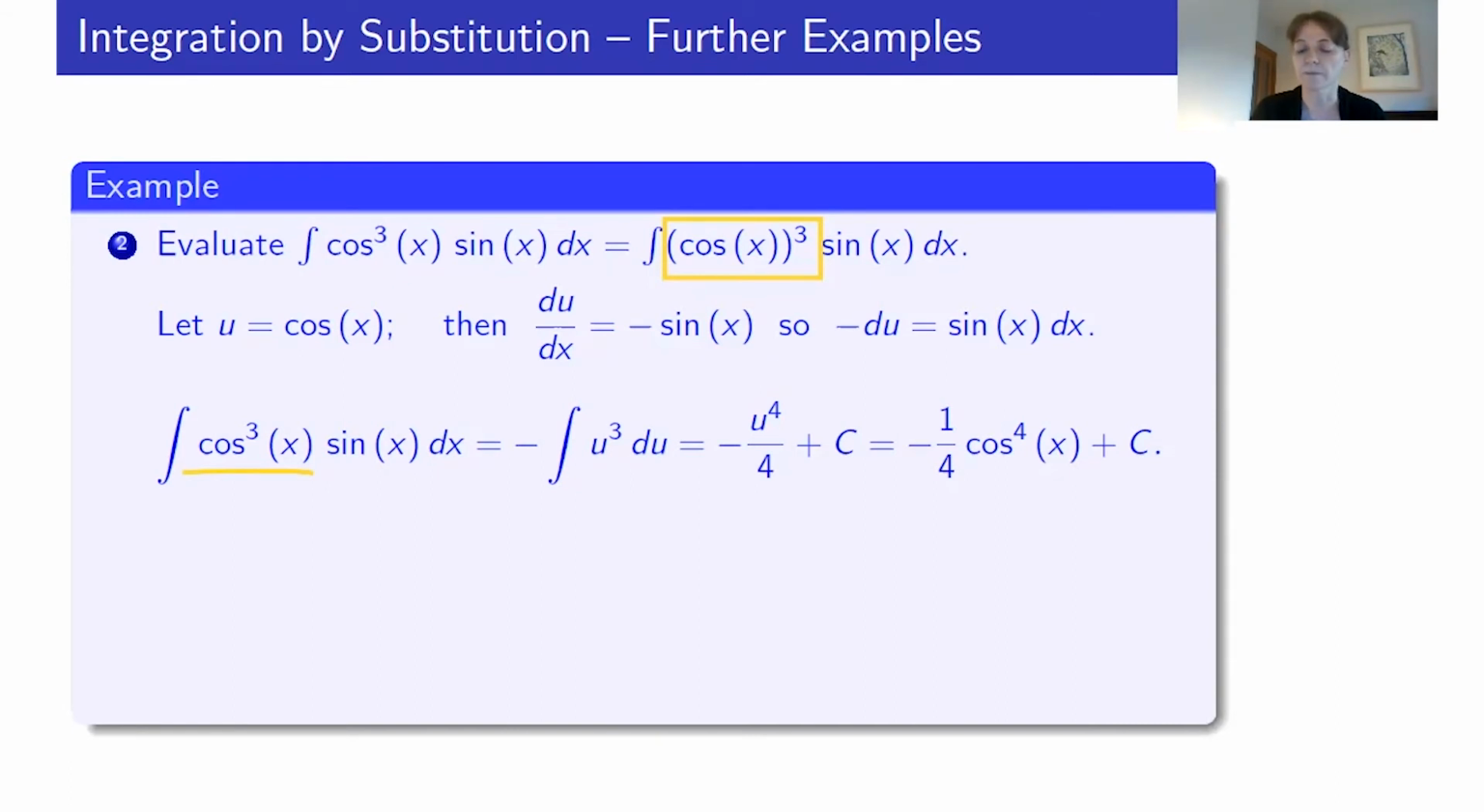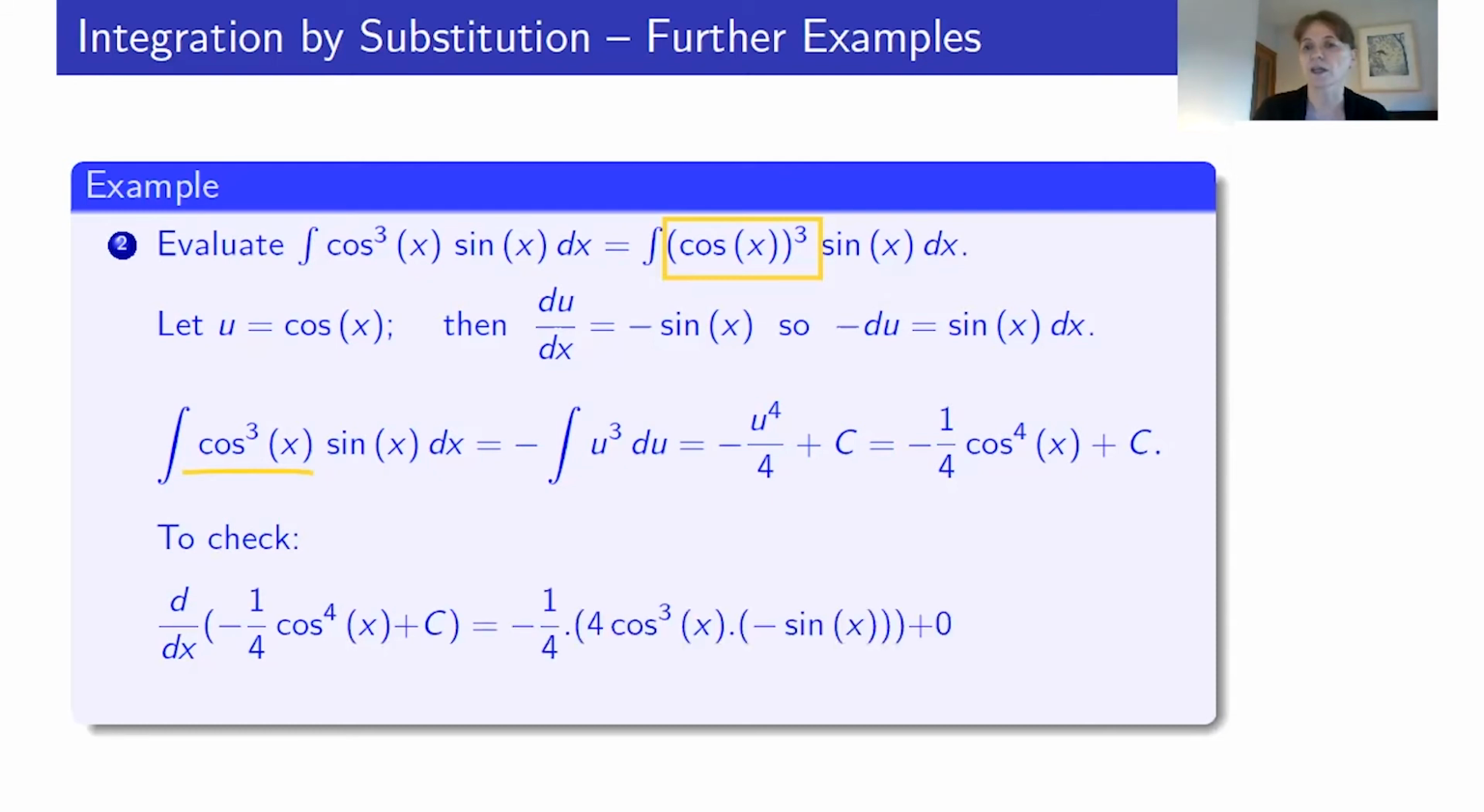process, differentiating. So we take our answer and differentiate. To do that, we would have to use the chain rule. But when we do that, we see that what we get is the integrand we started with. So we know then that our answer is correct. Our answer to the integral, our value that we found for the integral, is correct.